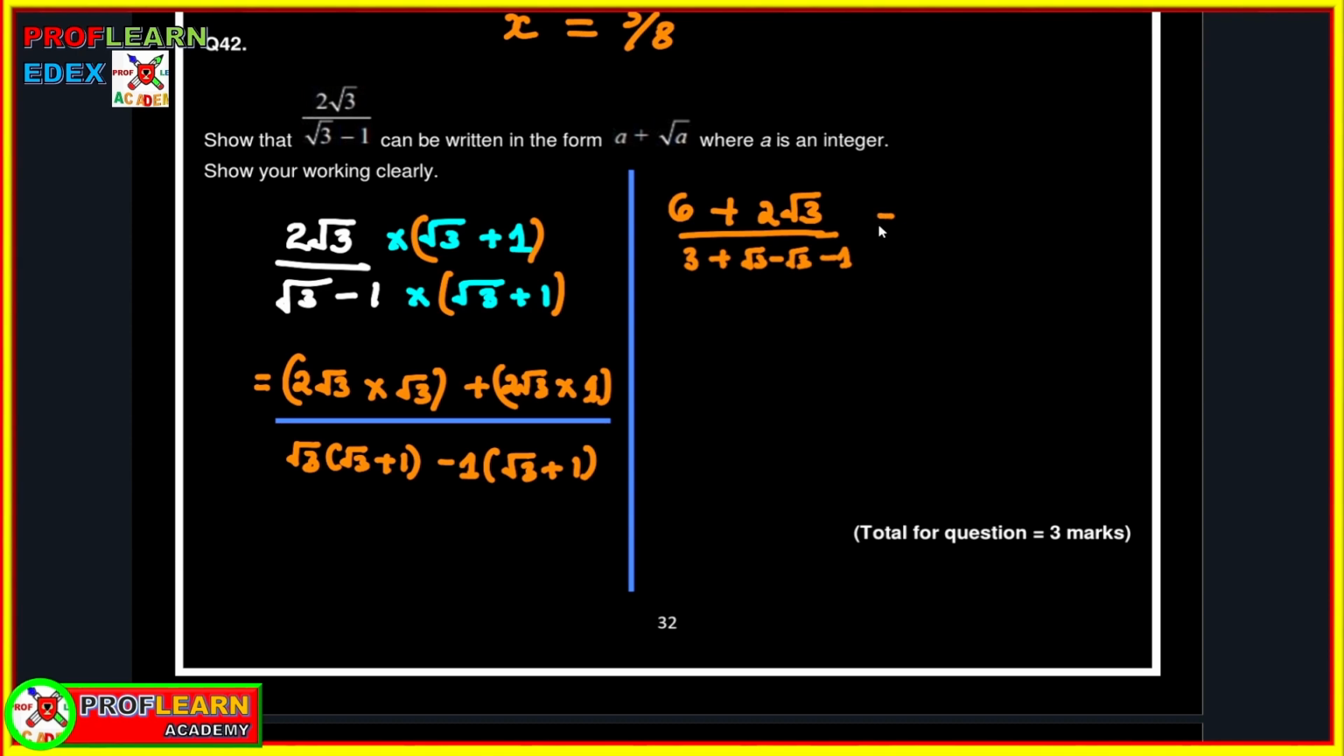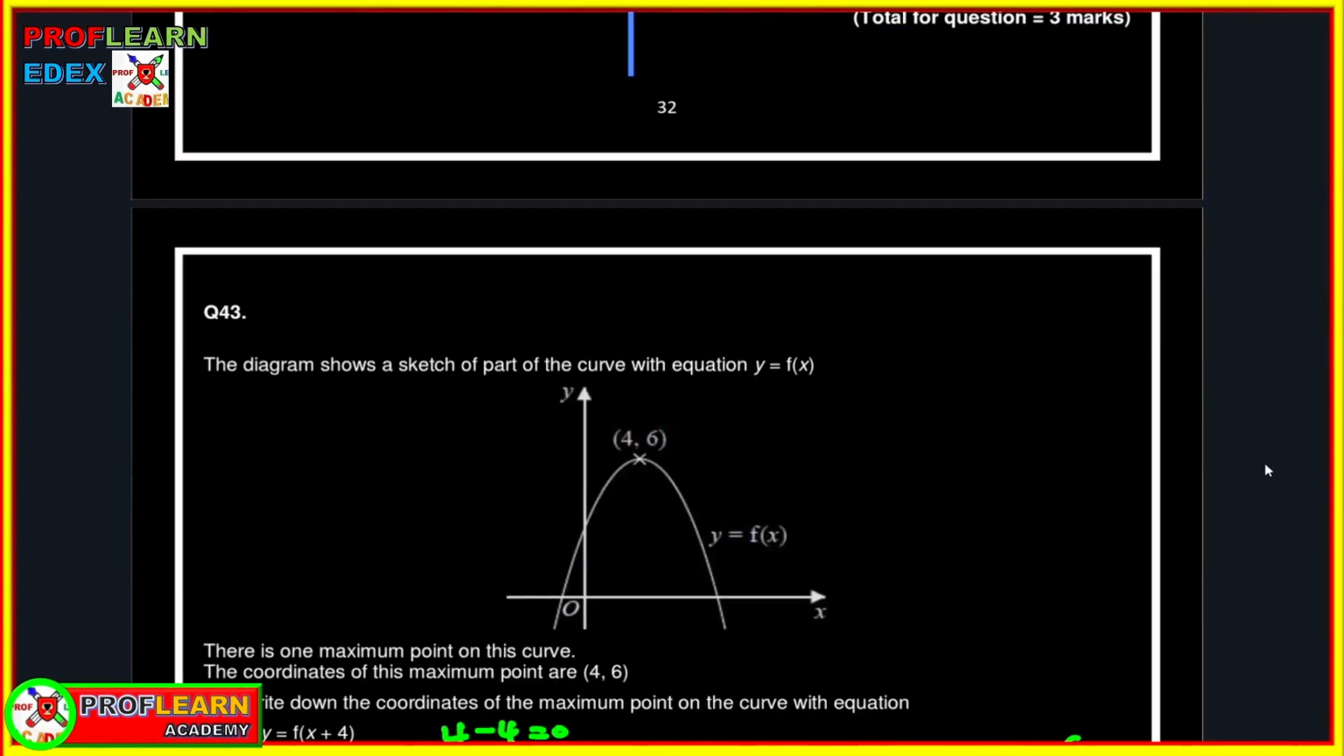So we can see these terms here are going to cancel out and we end up having 2 like that. So if we divide by 2 every term, 6 divided by 2 is 3. And 2 divided by 2 is 1. So we end up having root 3 like that. And that is exactly the form that was required in that particular question.